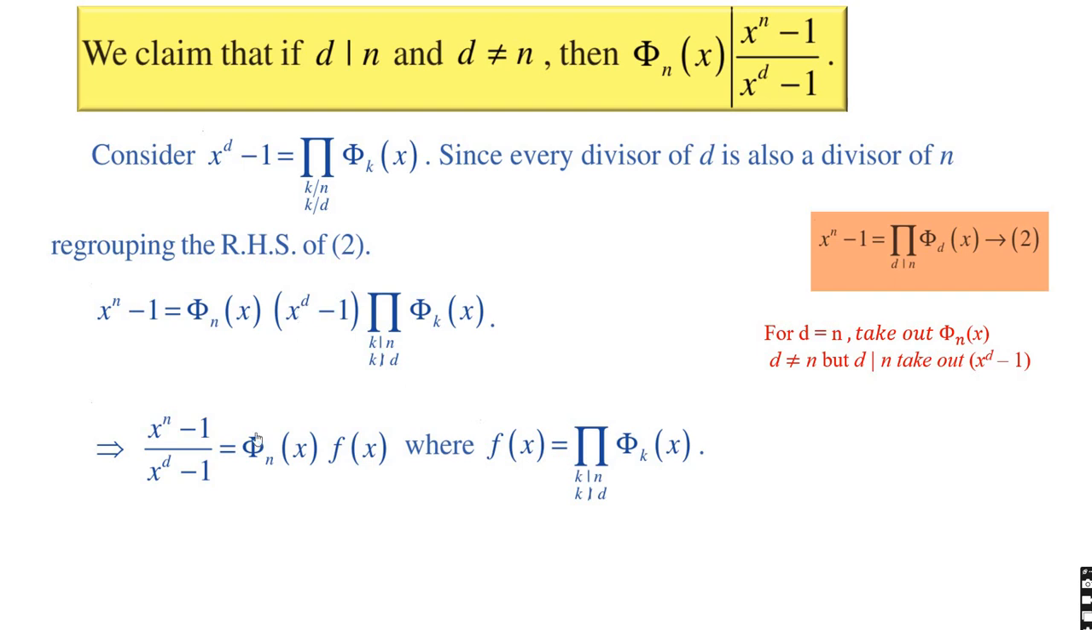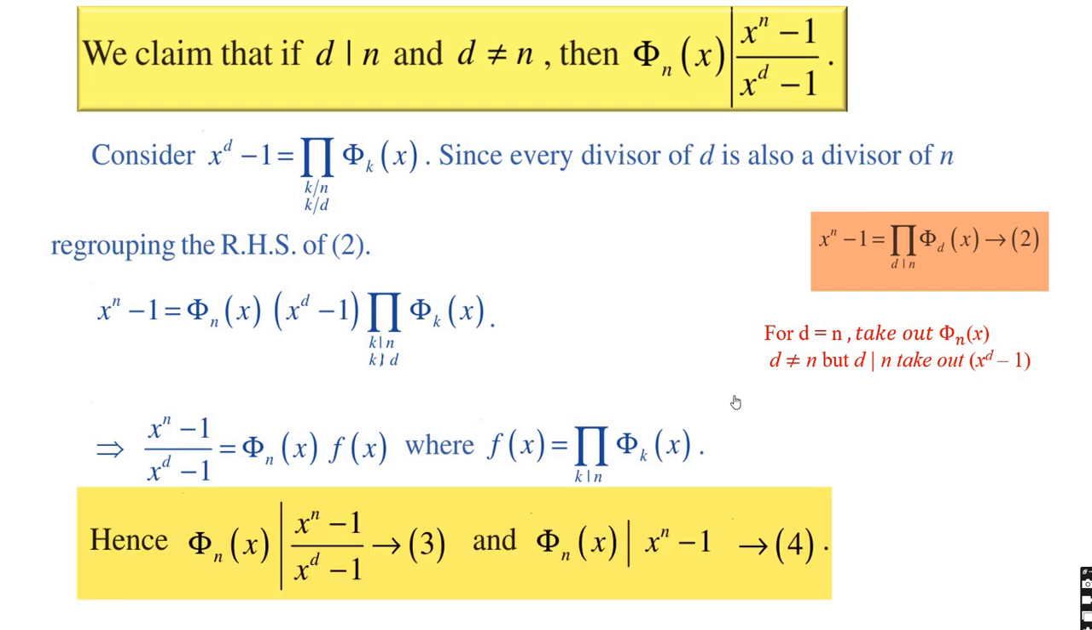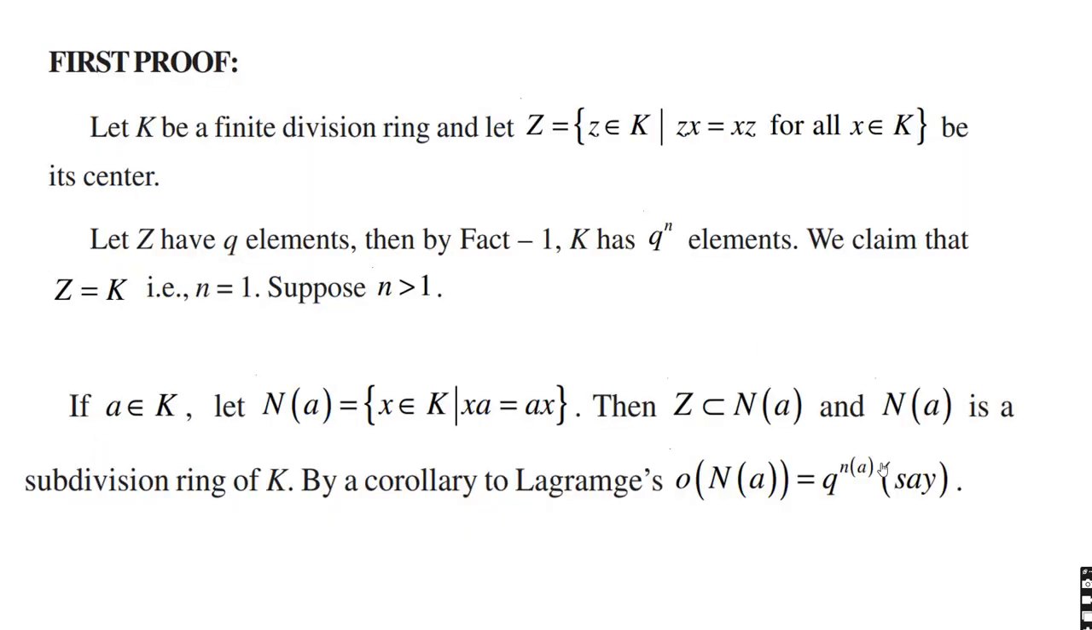So from here we have x power n minus 1. We are taking this to the other side. What is left is this and this one. This, if it is taken as f of x, this is what we have. So from here it is obvious that phi n of x divides this. That is our claim. So this is our claim, and we name this as 3 and this as 4. We will be making use of them later.